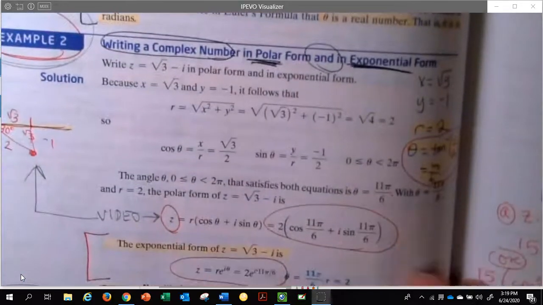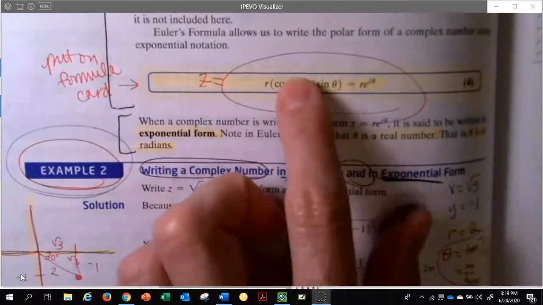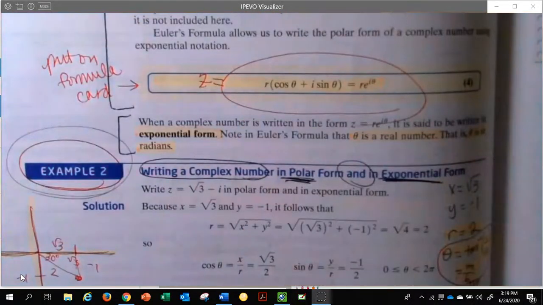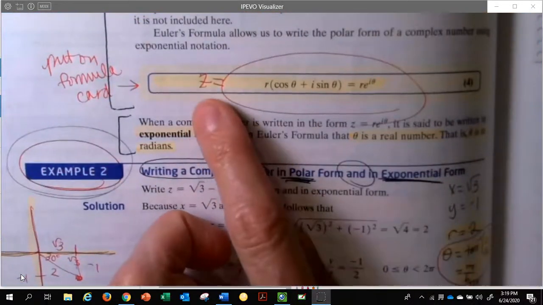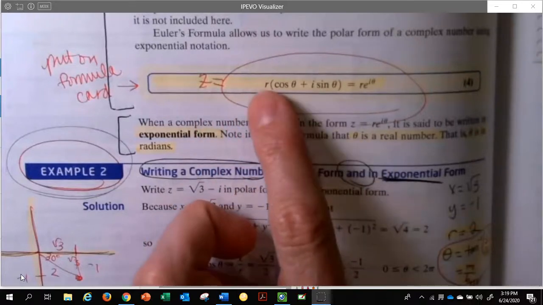But more specifically, I need you to write this formula on your formula sheet. So somewhere you've got your complex area going, and that a complex number could be this. Oh wait, that's polar.